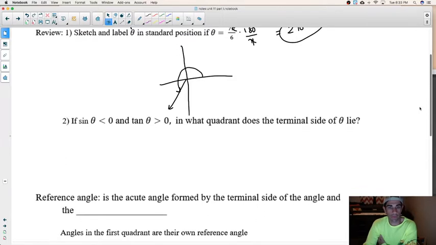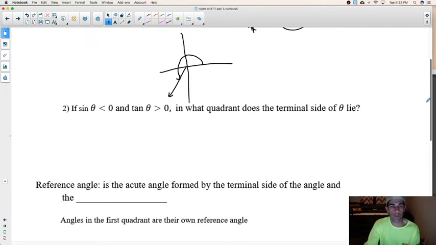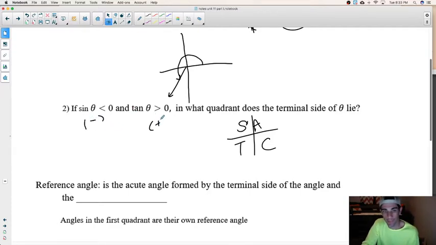Now, figuring out where that is based on whether the function is positive or negative. We remember the acronym of All Students Take Calculus. So the sine function is less than 0, which means it's negative. The tangent function is greater than 0, which means it is positive. So where is the tangent positive? The tangent's positive here and here. But the sine would have to be negative, so it can't be here because sine's positive there. So we are sitting in the third quadrant.